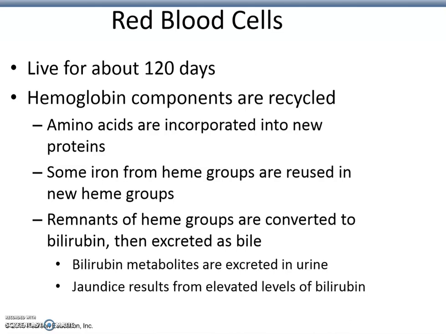Also, once you're taking this hemoglobin protein apart, you want to recycle the amino acids and incorporate them into new proteins. You want to recycle as much as possible the iron and use it for new heme groups. And then the remnants of the heme groups are converted to bilirubin, excreted as bile, and via the kidneys as well.